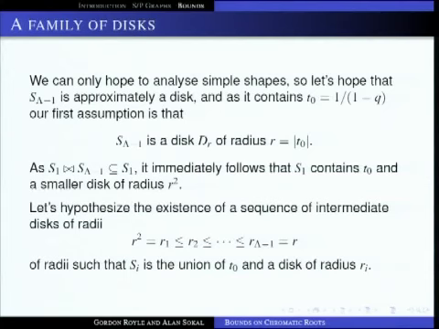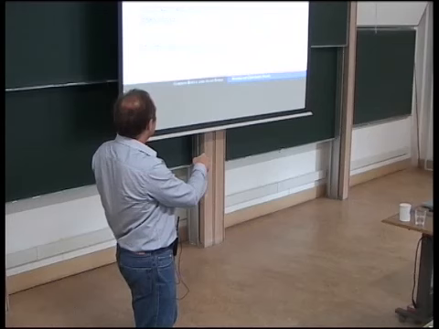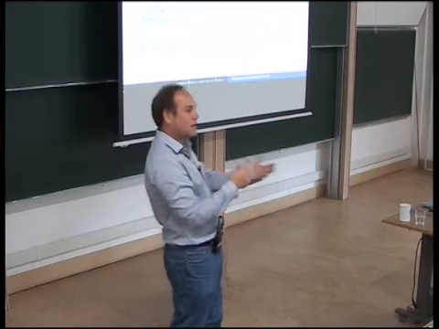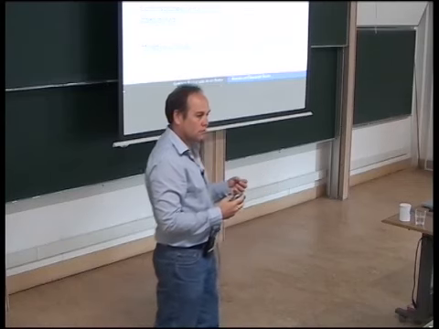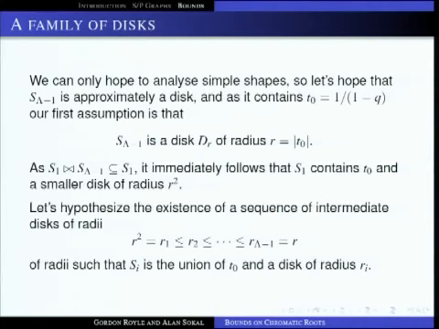Or in fact, let's just hypothesize the existence of a sequence of intermediate disks. S1 is a disk of radius r1, which is r squared. That was forced. R lambda minus 1 is a disk of radius r. That was assumed. And then let's just make r2 the smallest value it can be, given that it has to contain S1 parallel S1. And then r3, the smallest value that it can be, given that it has to contain S1 parallel S2, and so on. And let's hope that by the time we get to the end, we're still less than r.